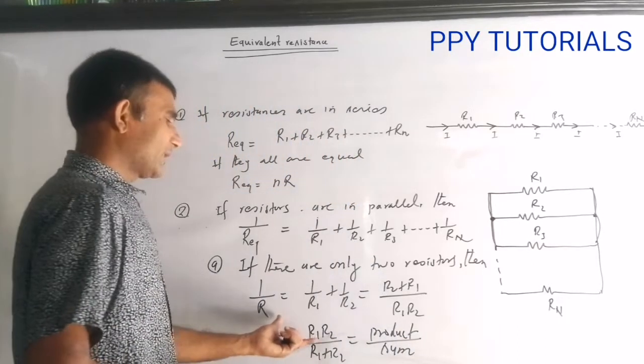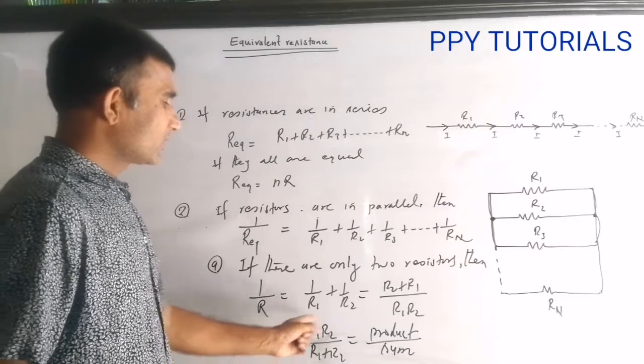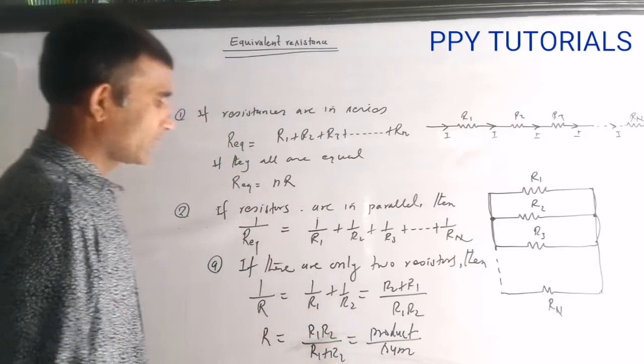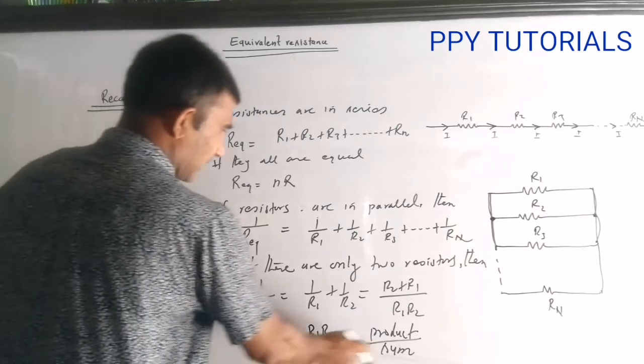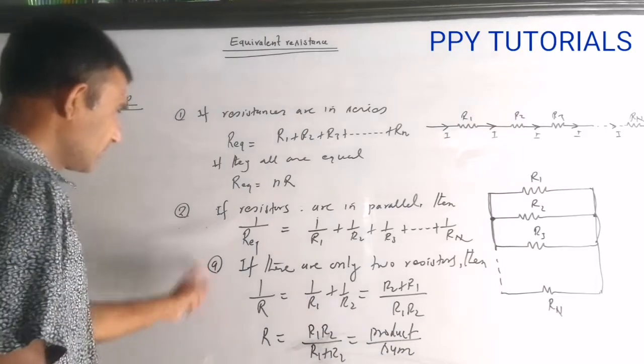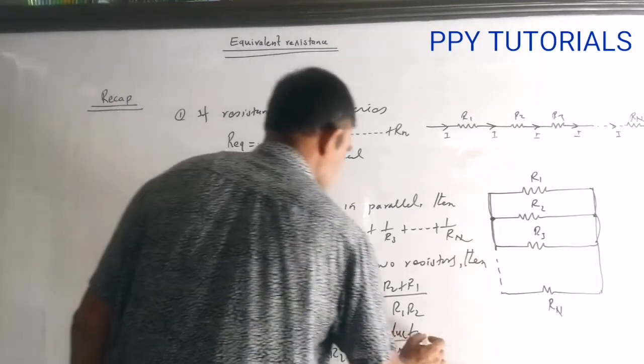Product by sum. Remember this. Whenever two resistors are in parallel, what will you do? Just product by sum. Remember this, product by sum, and it is used many times. If two resistors are in parallel, we will do product by sum. Remember this because it is asked plenty of times.